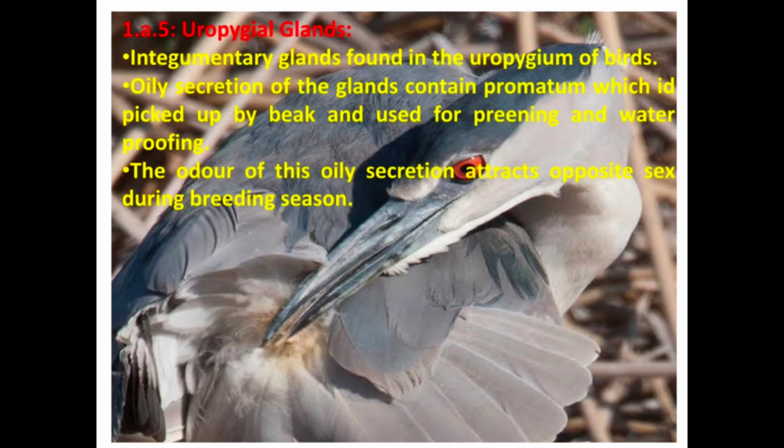Next is the uropygial gland. It is the characteristic of birds. It is found near uropygium. It is branched and alveolar and exudes an oily secretion that is used for lubricating the beak. It is used for preening feathers, and for attracting the opposite sex during breeding season due to its odoriferous nature. The oil secreted by it contains promatum, which is picked up by the beak and used for preening and waterproofing of the feathers.